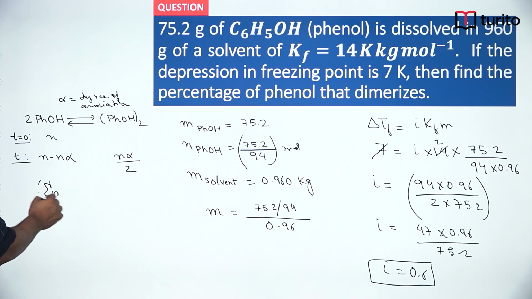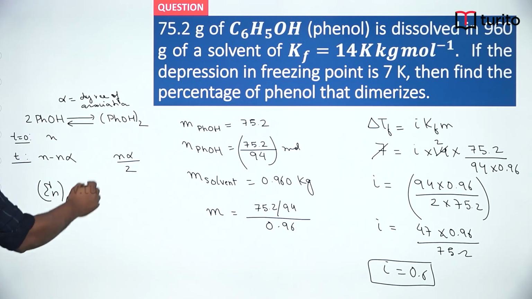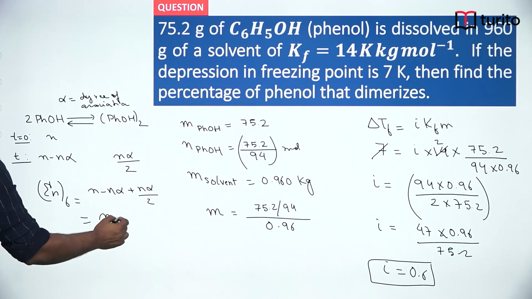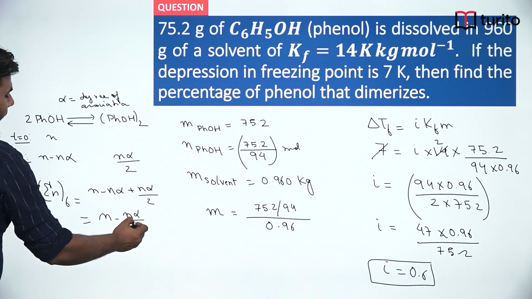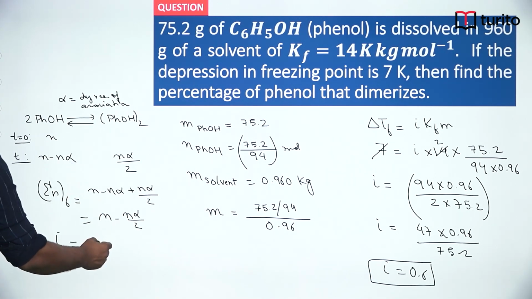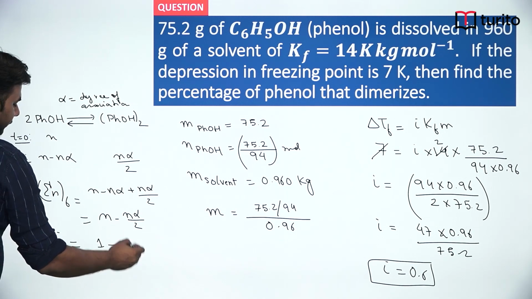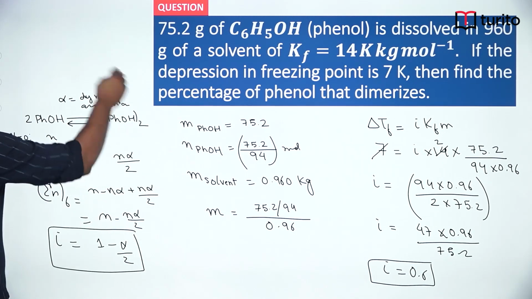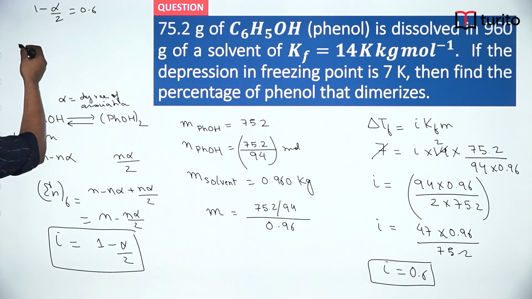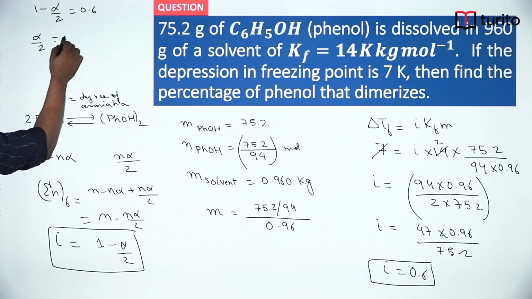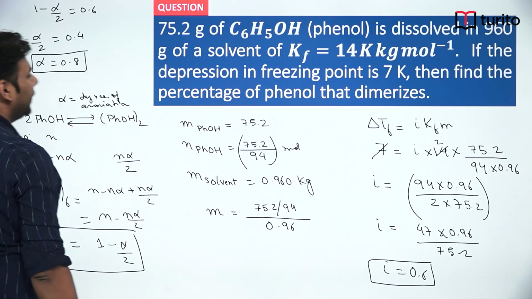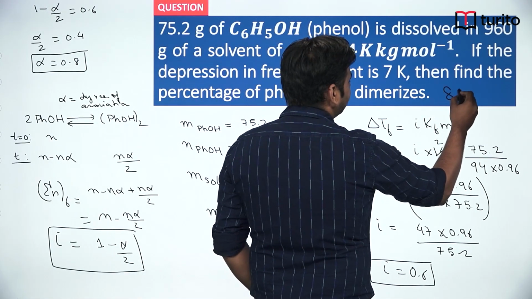So the total number of particles finally, PhOH and this both are present, would be n minus n alpha plus n alpha by 2. So this would be n minus n alpha by 2. Now I can write i as the total number of particles finally upon initially it was n. So this i would be 1 minus alpha by 2. We know that the value of i is 0.6. So alpha by 2 would be 0.4, so alpha would be 0.8. So we'll say that it is 80% dimerized.